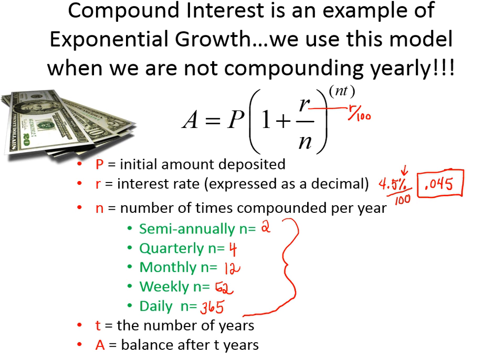Now, if it's compounding it annually, once a year, yearly, N would be 1. And then we wouldn't need to use this formula. We would use the next formula that I'm going to talk about. But most banks use these 5 types of interest compounding. T is the number of years you want to let it sit in your bank account. And A is your balance after you let it sit in your bank account. Okay?